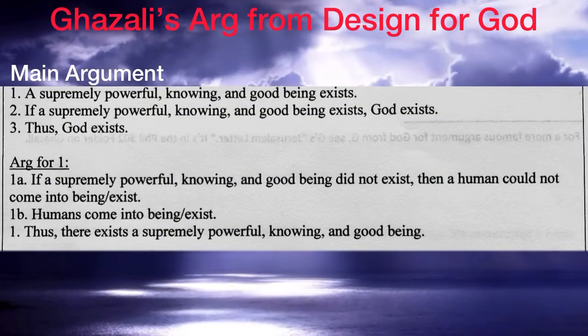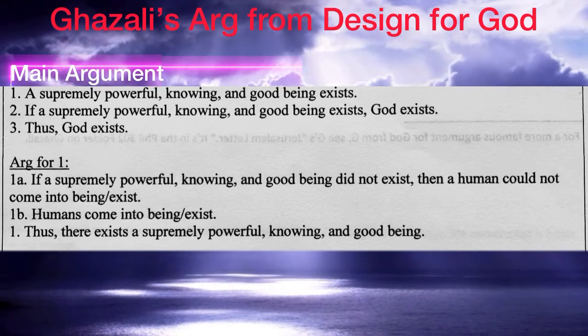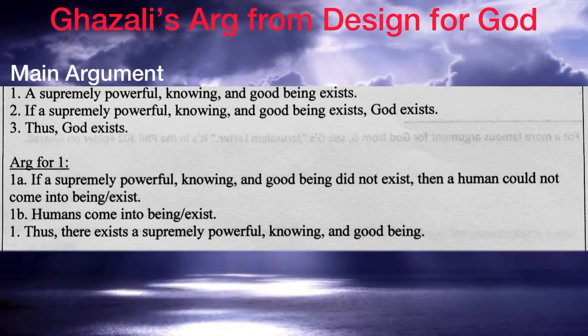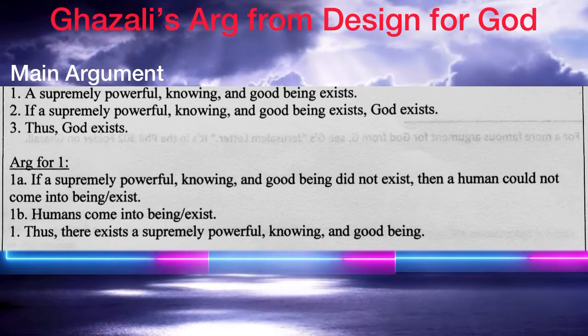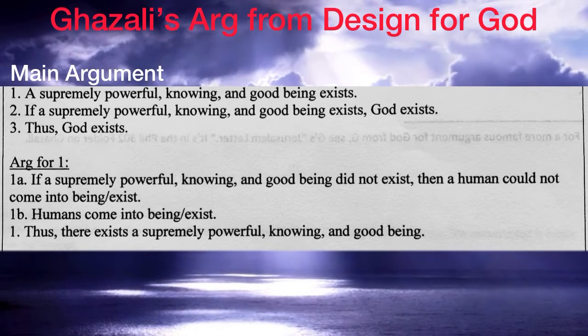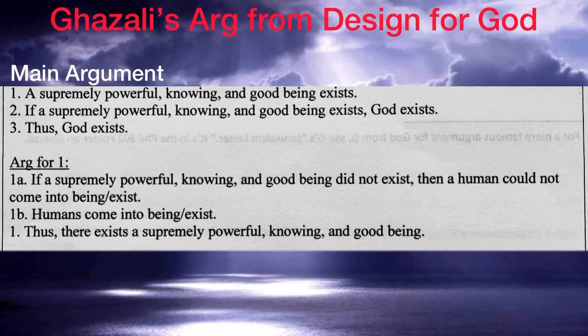So we're going to start here with an overview of the argument, and then we're going to look at the argument in more detail. There is a main argument that consists of two premises and a conclusion. And then Ghazali also offers an argument for premise one. So having looked at the argument in its entirety from a bird's eye view, let's now zoom in to the argument and look at it in more detail. We will start with the main part of the argument.